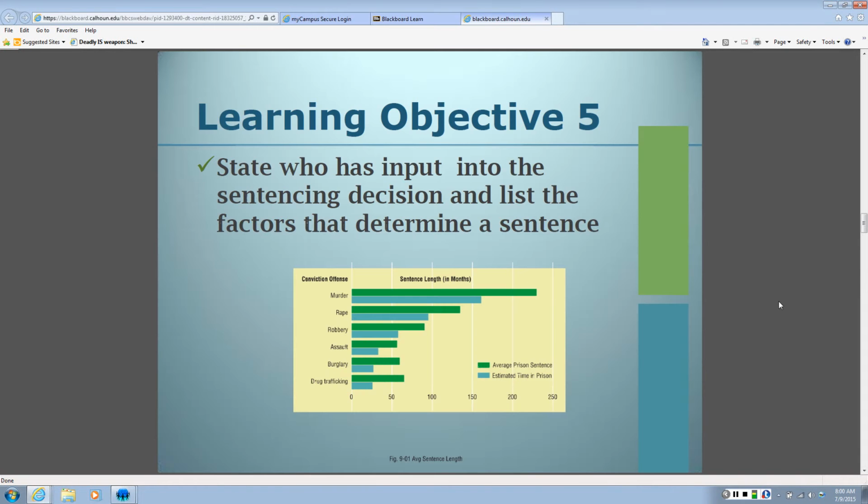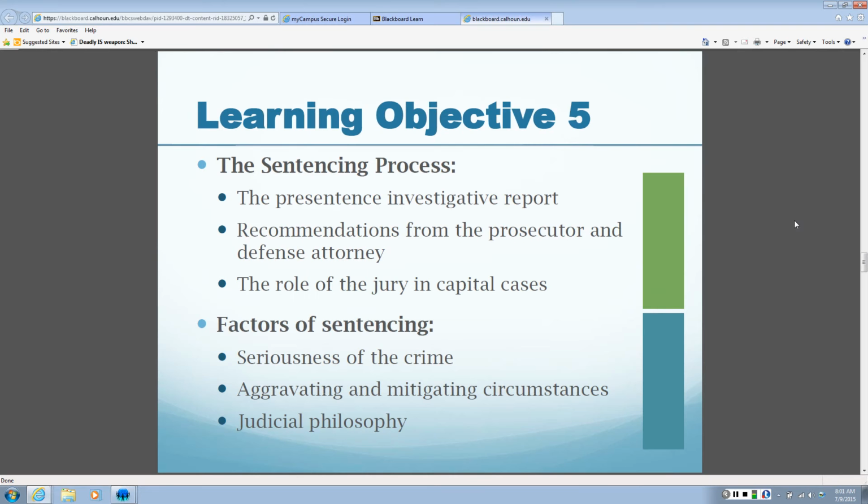All right, I'm not necessarily as worried about Learning Objective 5 here. State has input in sentencing decision, list of factors that determine a sentence. It's up to the judge, and it's up to evidence presented at the sentencing hearing to determine what the sentence is. Now, most judges have a set of guidelines that they have to go by.